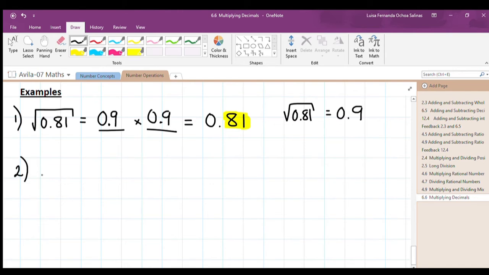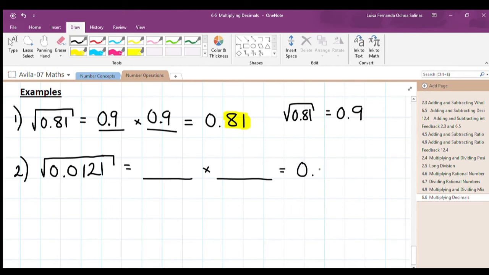The square root of 0.0121. Good. So again, I'm thinking about what decimal I'm multiplying by itself that is giving me an answer of 0.0121. Oh, I missed a 0 here. Okay, good. Let's write it properly.